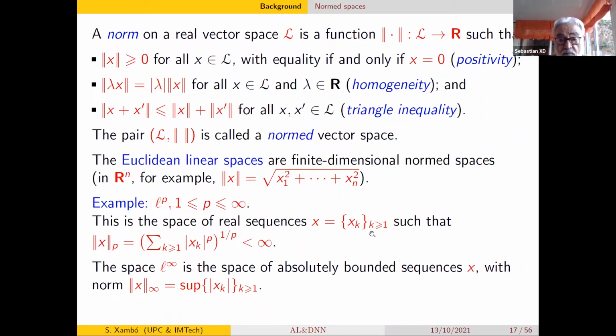For the case infinity, it goes a little different. Little l^infinity is the space of bounded sequences x, with the norm, norm sub infinity of x, being the supremum of the absolute values of the terms of the sequence, absolute value of x_k for all k. So at least we have these examples.